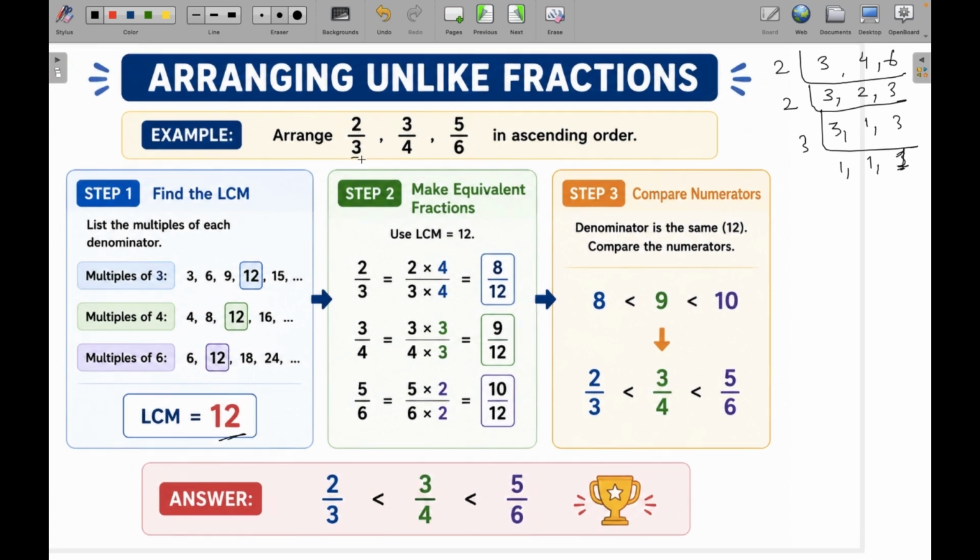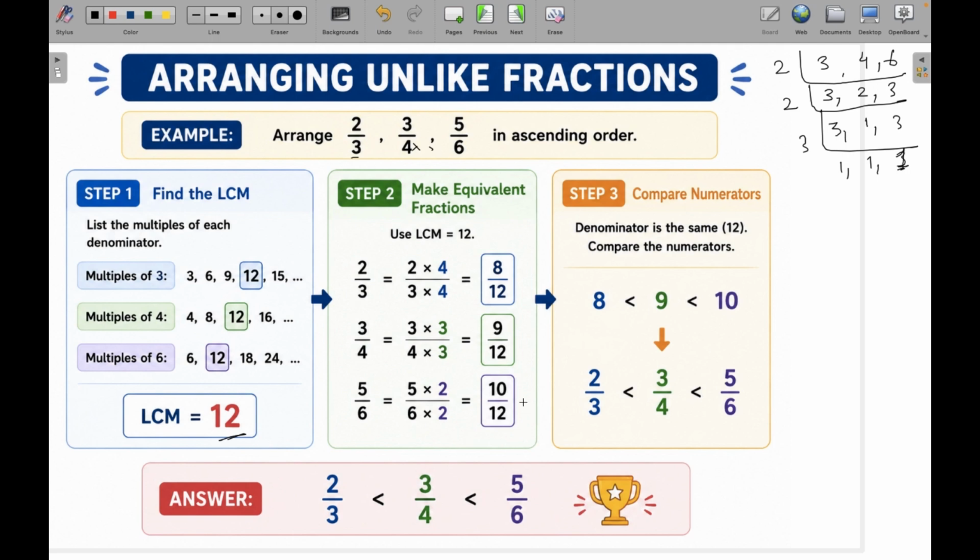Now we'll try to make everyone's denominator 12. So 3, if I multiply with 4, I'll get 12. So I should multiply 2 with 4 as well. 4 I should multiply with 3 to get 12. So I should multiply 3 with 3 as well. So I'll get 9 by 12. 6 I should multiply with 2 to get 12, so I should multiply 5 with 2 as well. So we'll get 10 by 12.